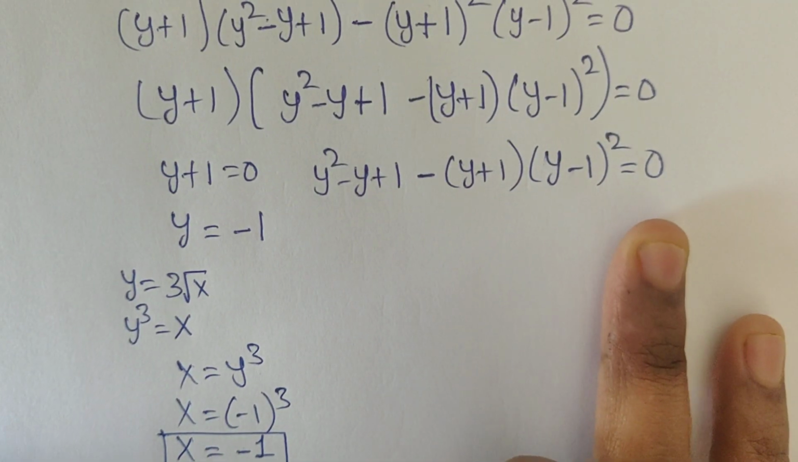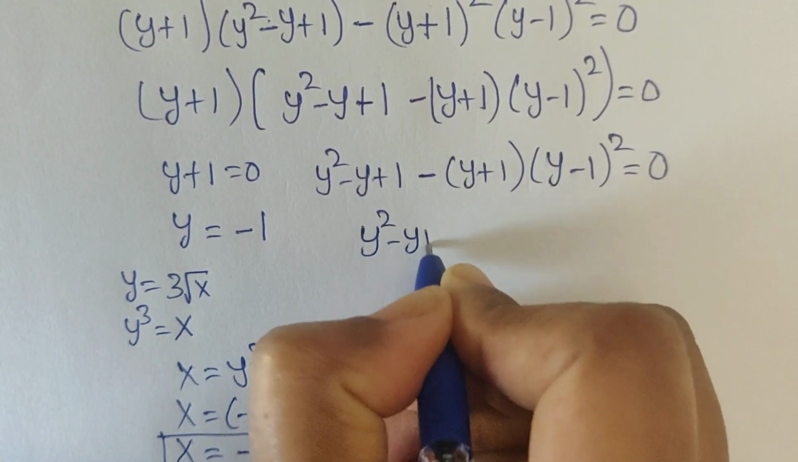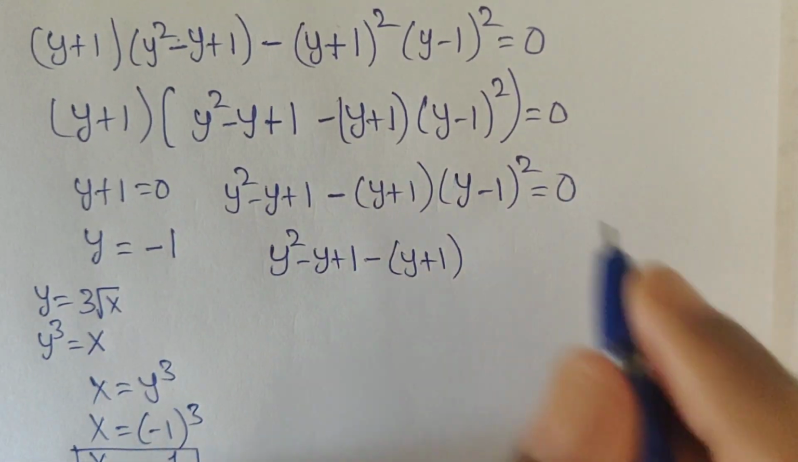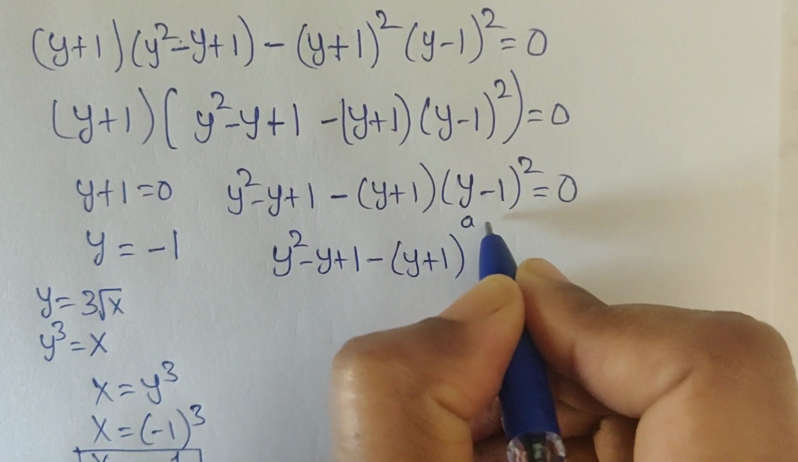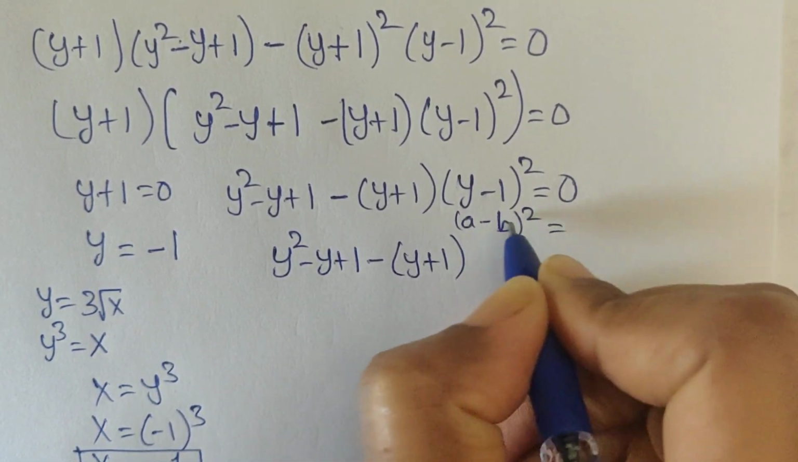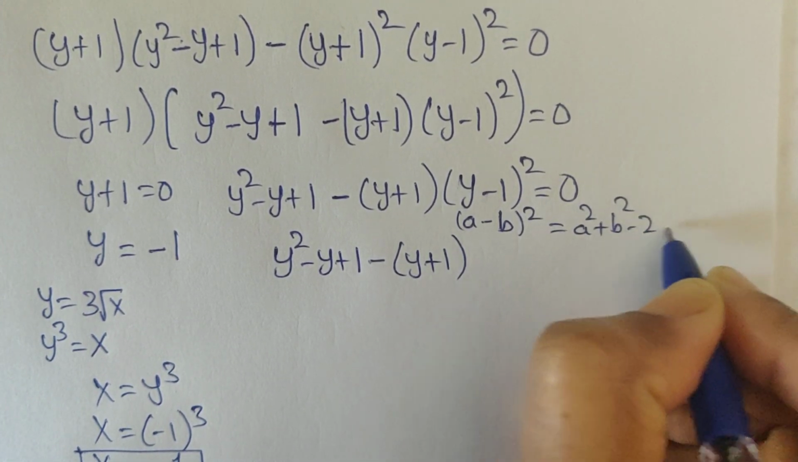So coming to this term, y square minus y plus 1 minus y plus 1. Here you can see this is in the form of a minus b whole square. So we know this formula: a minus b whole square is equal to a square plus b square minus 2ab.